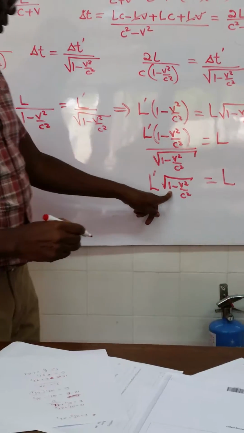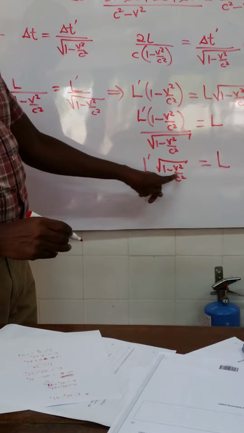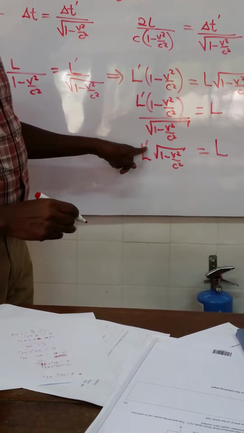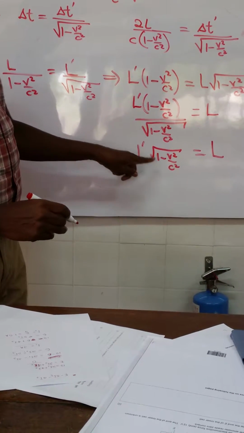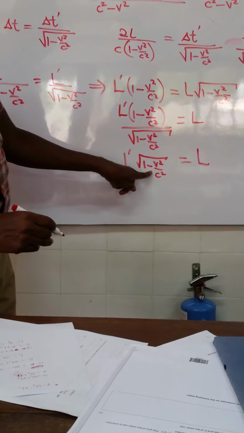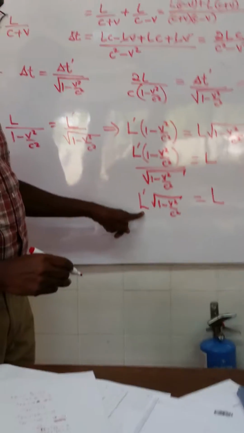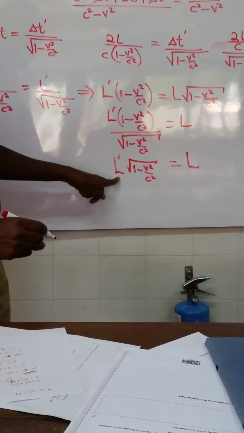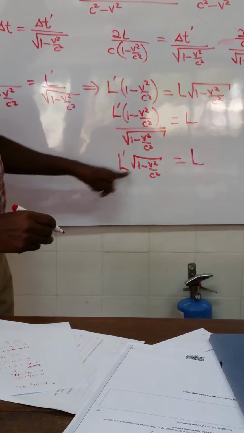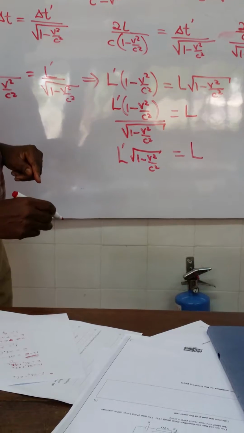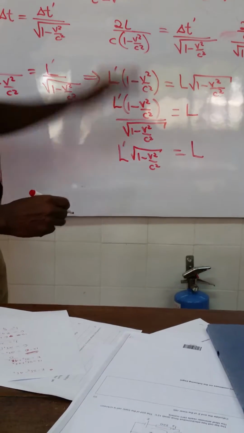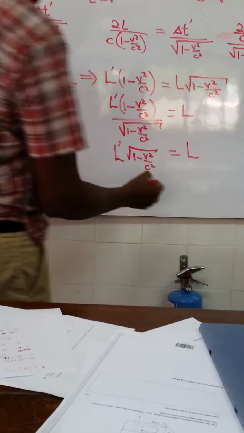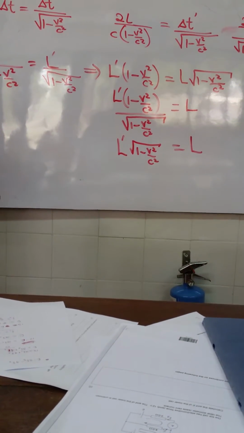Now this fraction is smaller than 1, and this is proper length. So this fraction smaller than 1 multiplied by a number will lead us to conclude that this length is shorter than proper length. So L is shorter than proper length. So that is proof that moving length shortens.